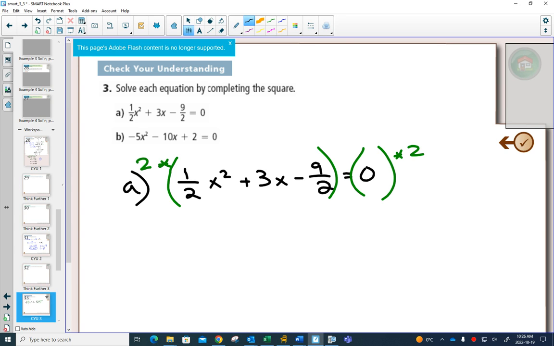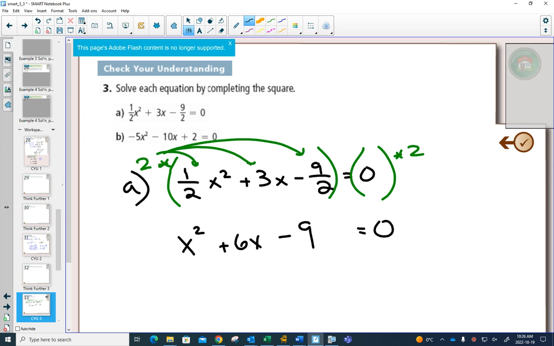Do we do the easy side first? 0 times 2. Good. This side, if you multiply this side by 2, everything gets multiplied by 2. Like this 2 will multiply this one, and this one. And the nice thing is now this 1/2 just becomes x squared. The 3x would become 6x. And the negative 9 over 2 would become negative 9.